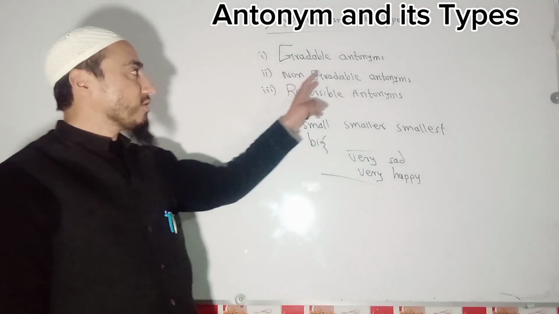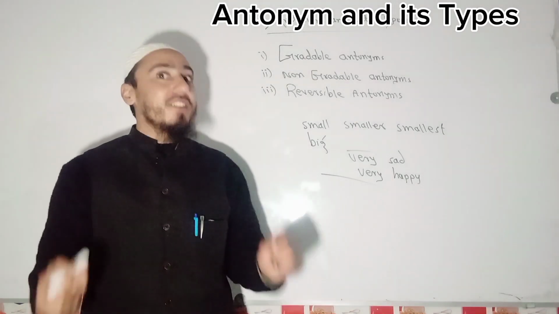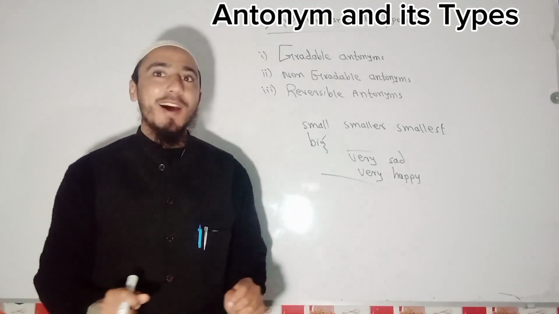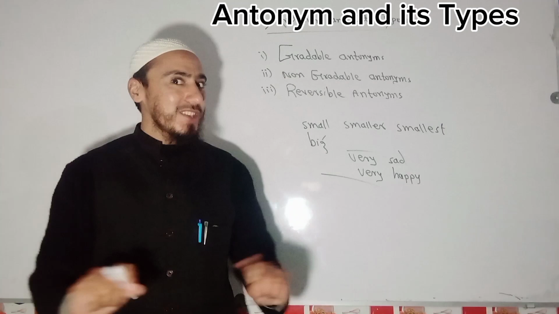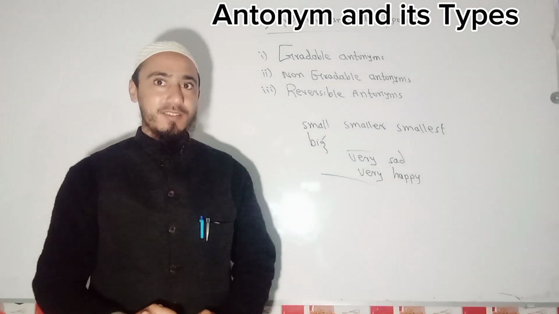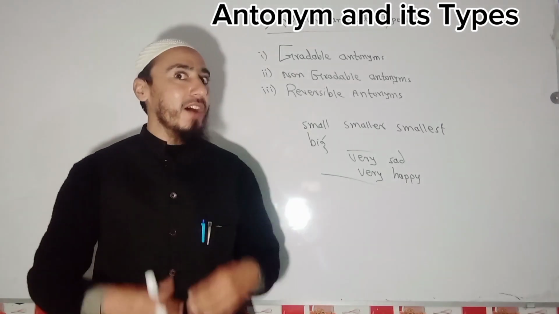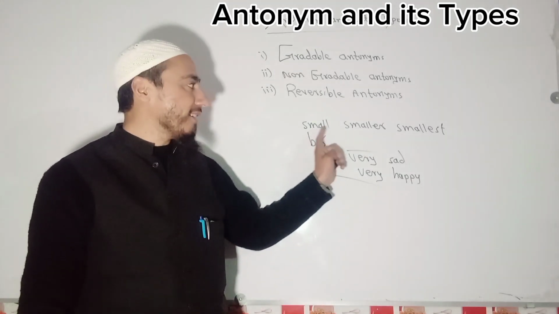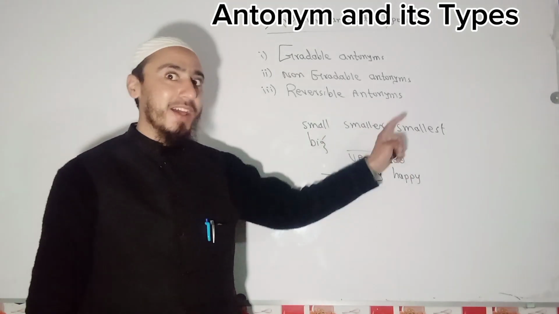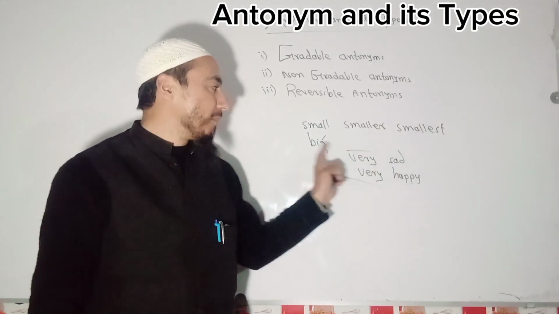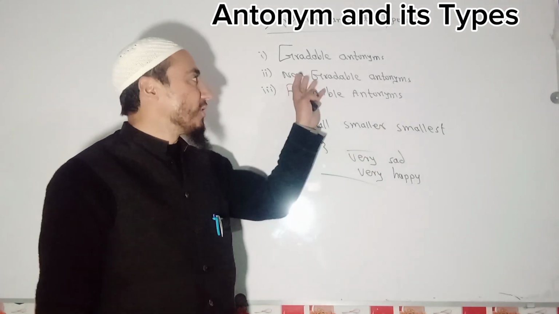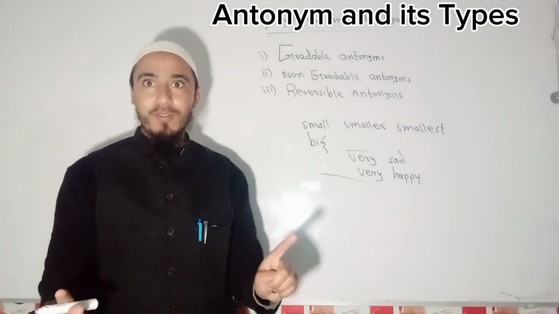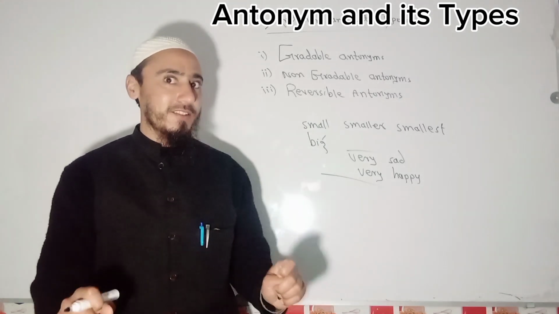Okay, but what about non-gradable antonyms? Non-gradable antonyms are those antonyms which do not have other grades, which do not have other forms. Small, smaller, smallest has comparative and superlative forms, but non-gradable antonyms do not have other forms. They are fixed.